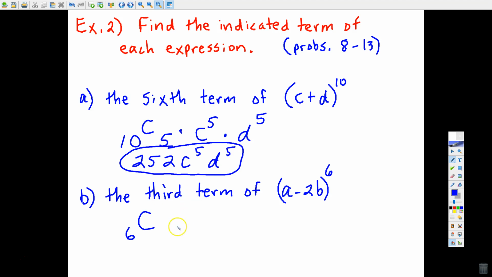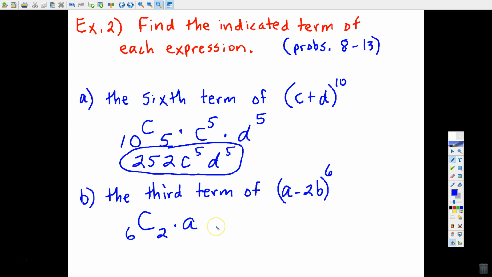Did you pick up on another little hint on how to get that 2nd number? Like this was 5 for the 6th term. It's 1 less. Yeah. 2 for the 3rd term. 5 for the 6th term. Do you see that? Okay.